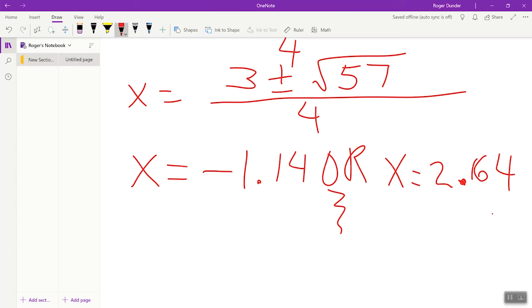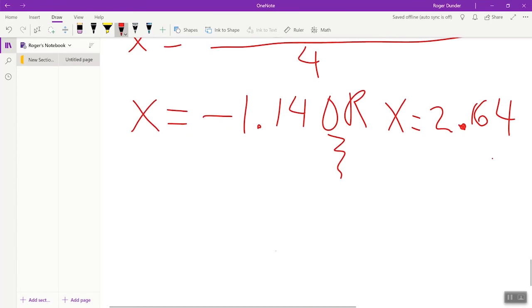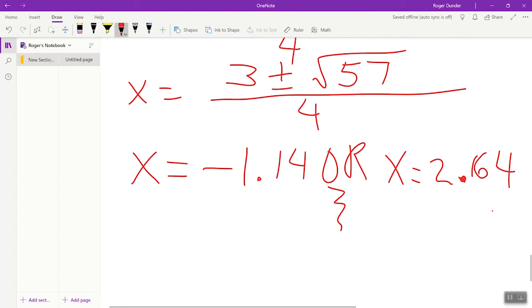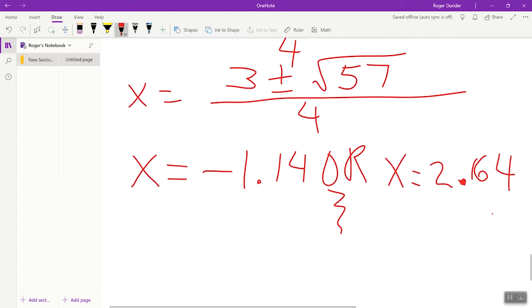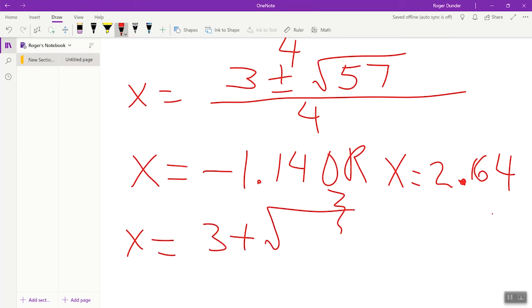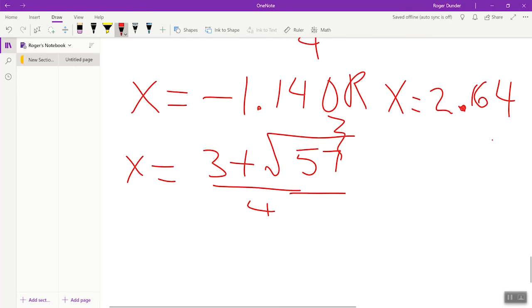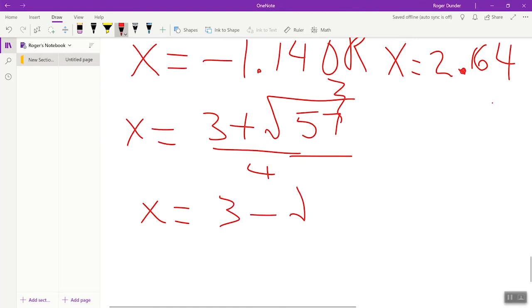So x equals negative 1.14 or x equals 2.64, and I'm giving these to the nearest hundredth, okay? So that's a solution to a problem that you would have otherwise written as follows. You could have had x equals 3 plus root 57 over 4, or you could have had x equals 3 minus square root of 57 over 4. So these are the two ways you could have written your answer.